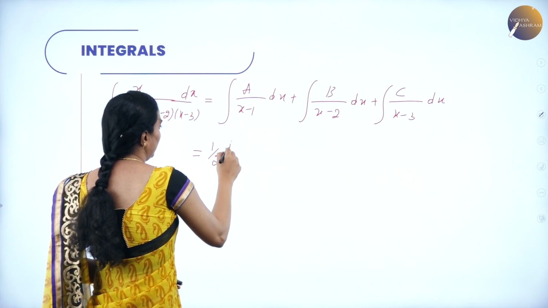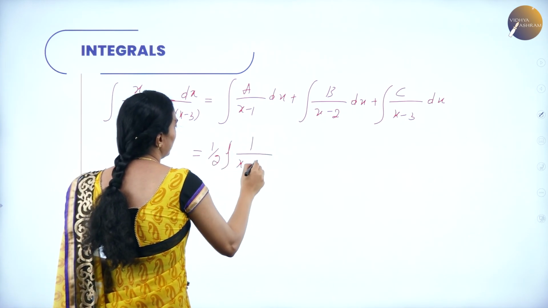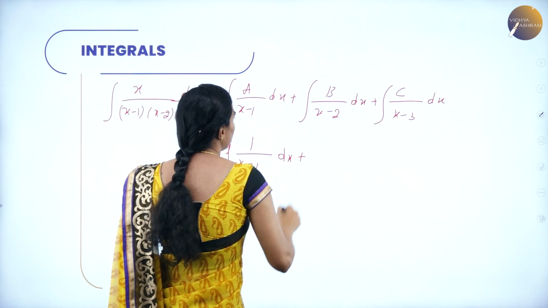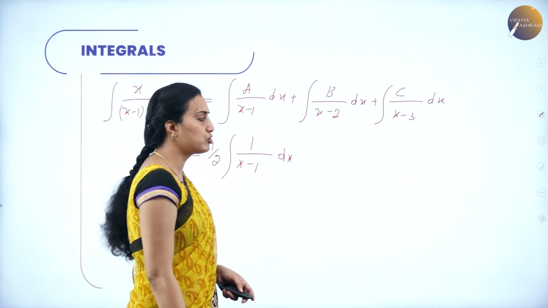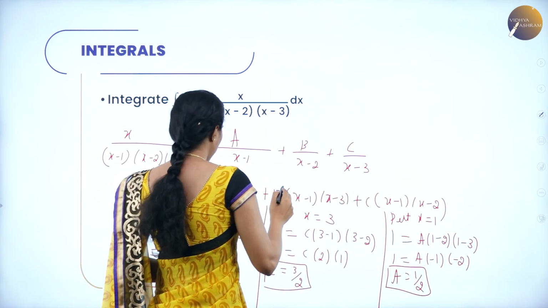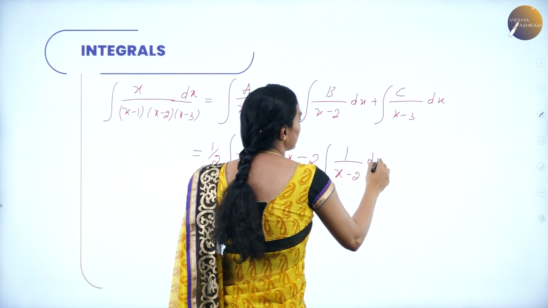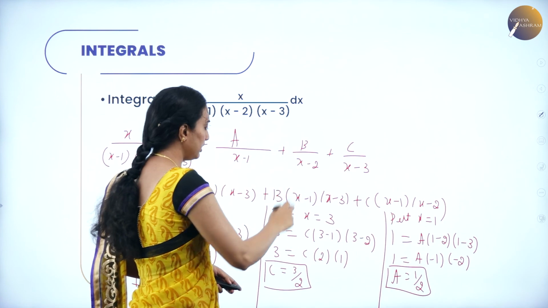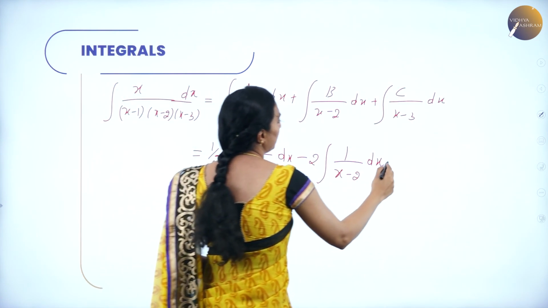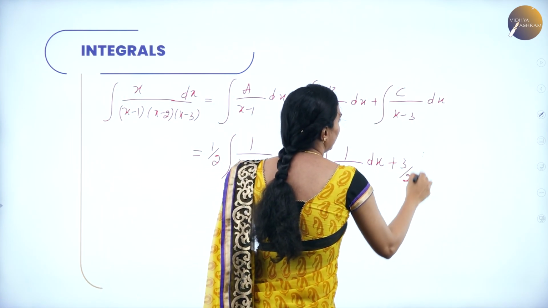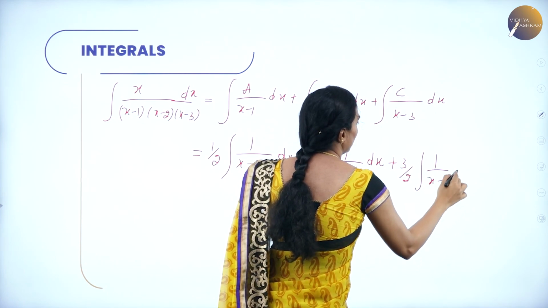So here, substituting a value and taking it out, we are getting 1 by 2 into integral of 1 divided by (x minus 1) dx, plus b value is nothing but minus 2, so minus 2 into integral of 1 divided by (x minus 2) dx. Again, c value you are getting as 3 by 2, so plus 3 by 2 will be outside, integral of 1 by (x minus 3) dx.